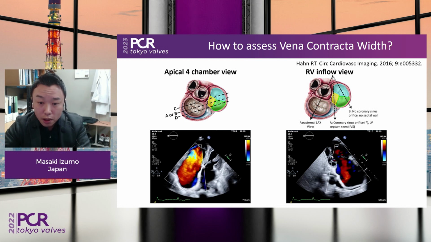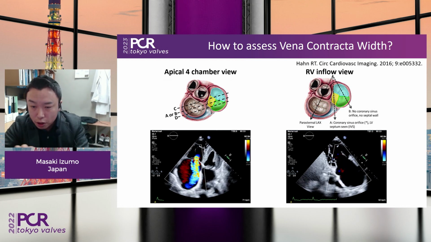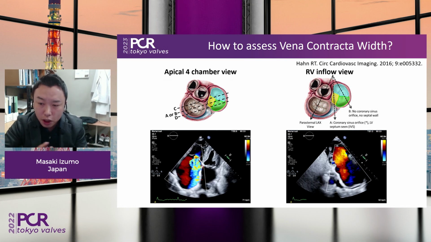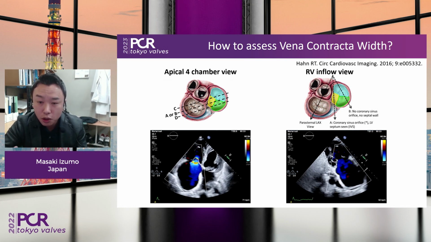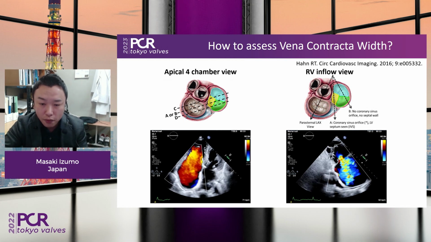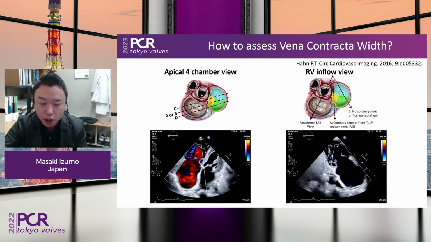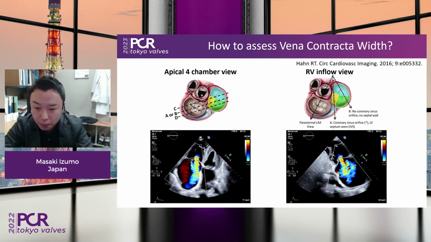Vena contracta width can easily be measured with good reproducibility. It is recommended to determine the average of these two images. When using the vena contracta width, we can assess a surrogate for regurgitant orifice size.